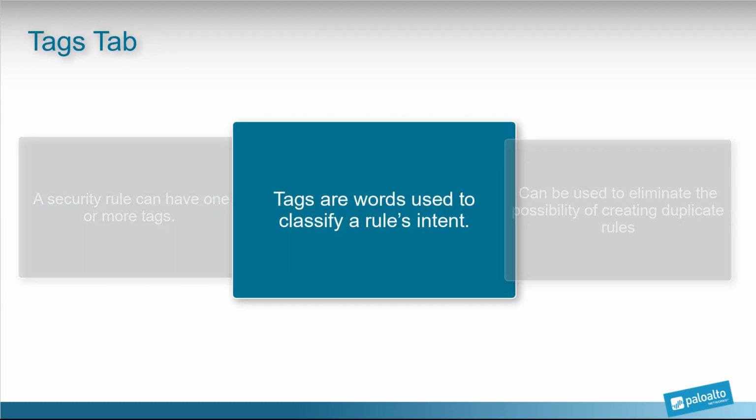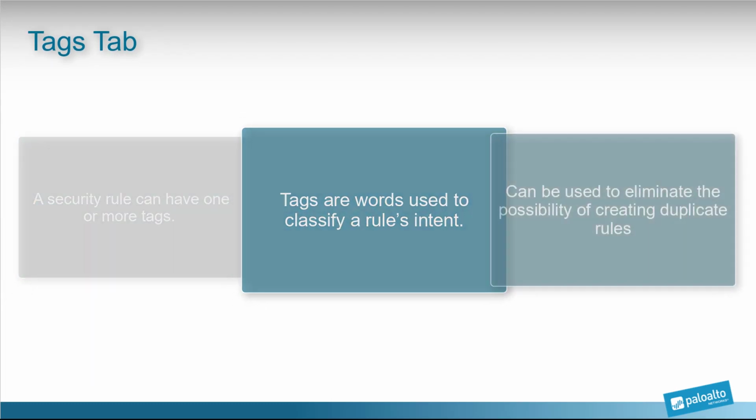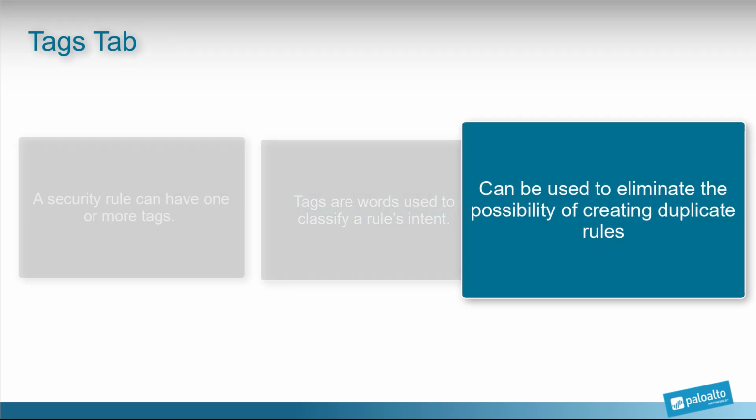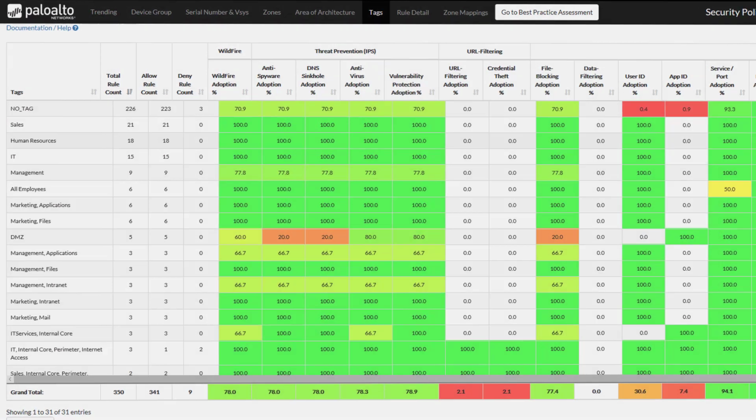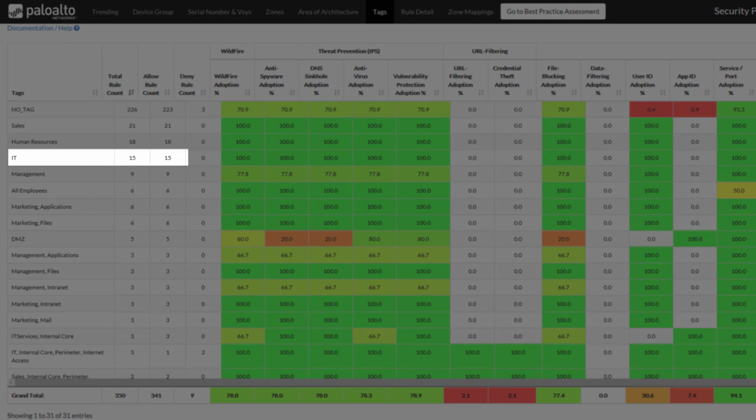Tags are words that are used to classify a rule's intent and can be used to eliminate the possibility of creating duplicate rules. Look at the tag name IT. This indicates there are 15 rules configured for the IT group or IT applications. And the sales tag has 21 rules related to sales policies. If no tags are associated to a rule, the rule will fall under no tag. As you can see, there are 223 rules that do not have tags.